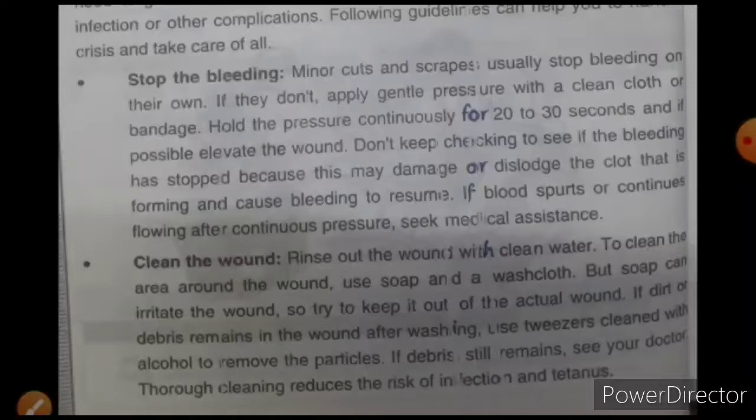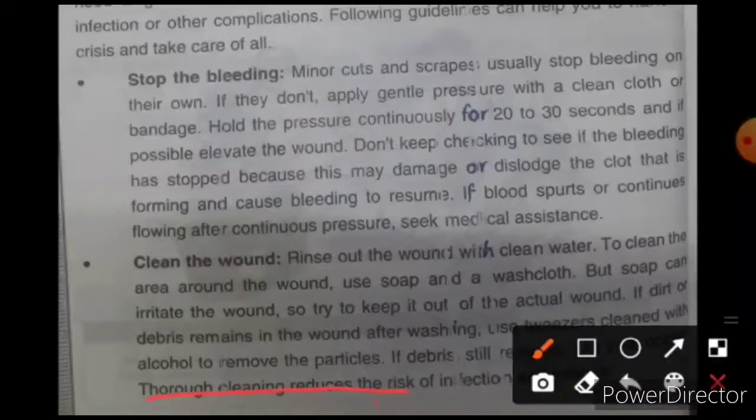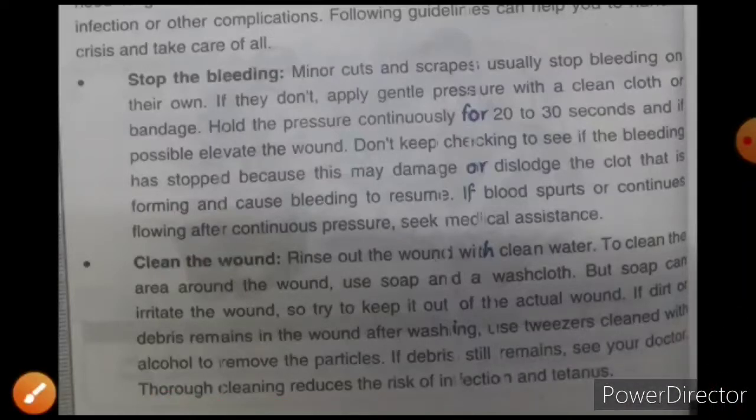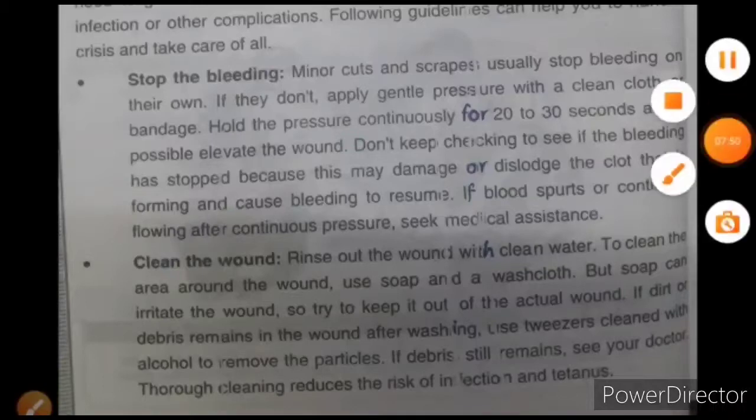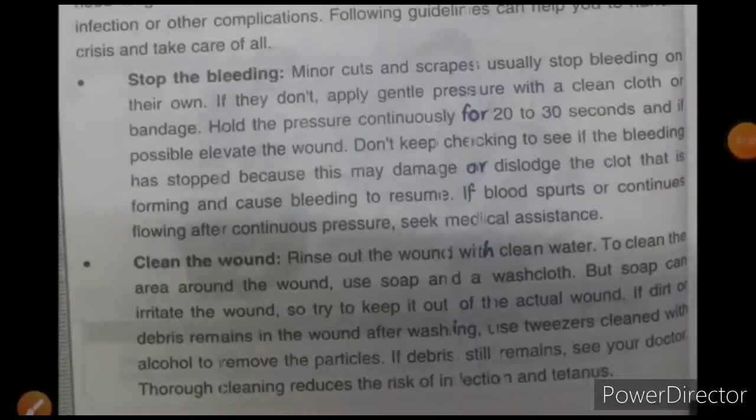Now this point is also important, thorough cleaning. Thorough cleaning का क्या मतलब होता है कि मुकम्मल cleaning is important. Why? Because it reduces the risk of infection and tetanus. Now tetanus के बारे में तो most of you know, because if a child falls on a road, basically he is given the tetanus injection, because if you get this germ, it is very dangerous. So when a child falls on the road and a certain body part starts bleeding, then that child should be given a tetanus injection to avoid that certain germ that is very dangerous.